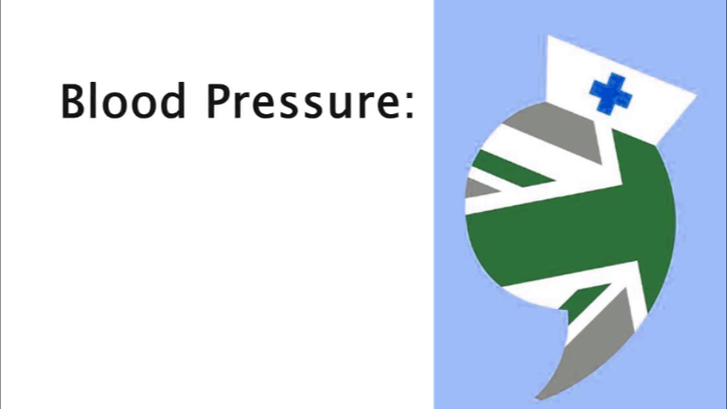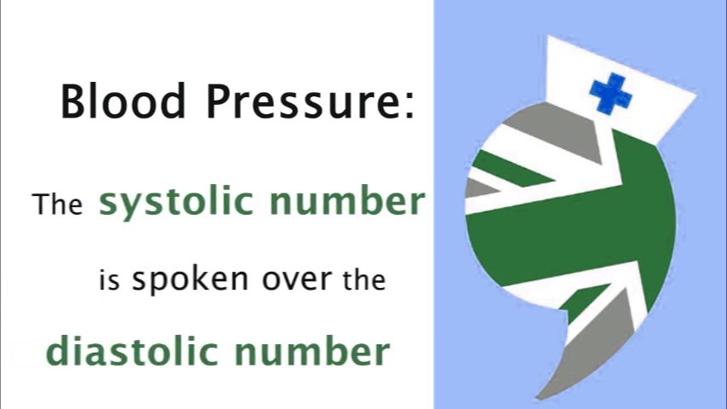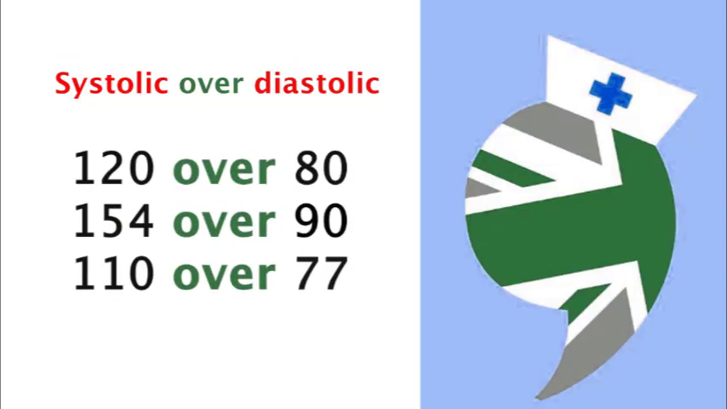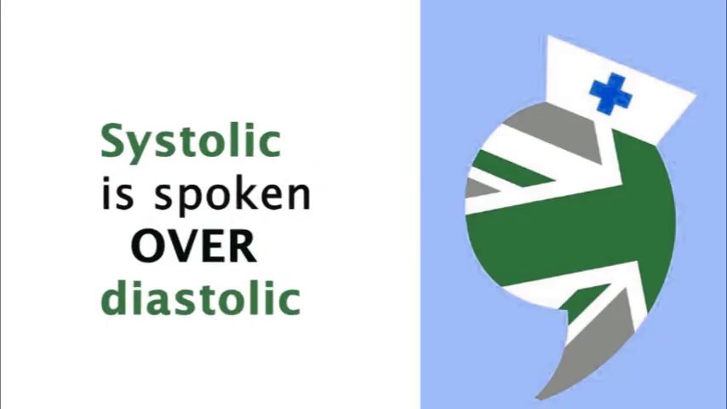The blood pressure is spoken as the first number over the second, meaning the systolic over the diastolic number. For example, 120 over 80, 154 over 90, 110 over 77. That is quite important to know. Again, the systolic is spoken over the diastolic.